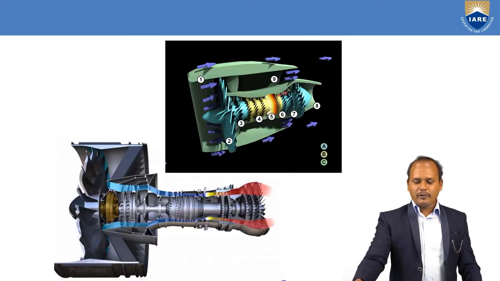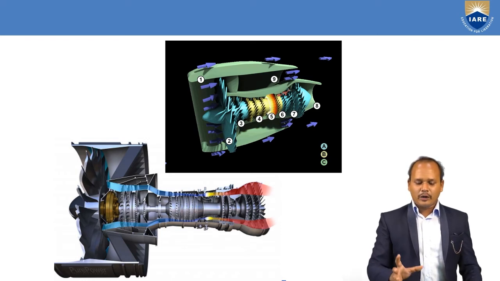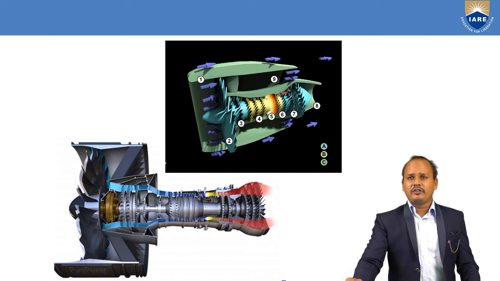Next type of engine we are going to see is something called a turbofan engine. You could say this turbofan engine is basically a combination of a turboprop engine and a turbojet engine.